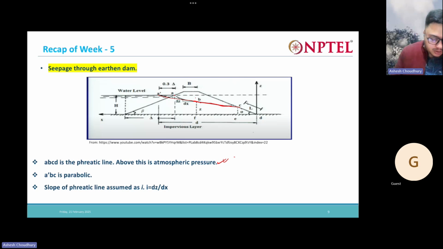Okay, so now as I said, it is assumed that A dash BC is parabolic. The slope of the phreatic line can be assumed as i, and it is equal to dz by dx. The tangent of this phreatic line at the point is considered as the slope of the phreatic line.